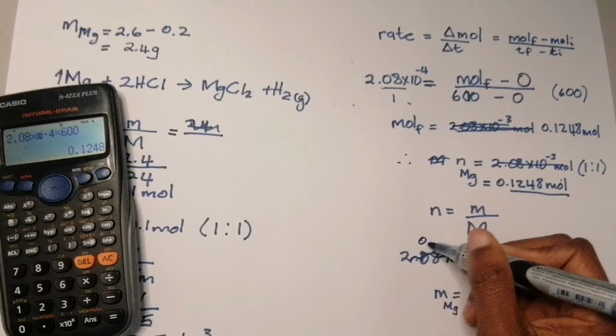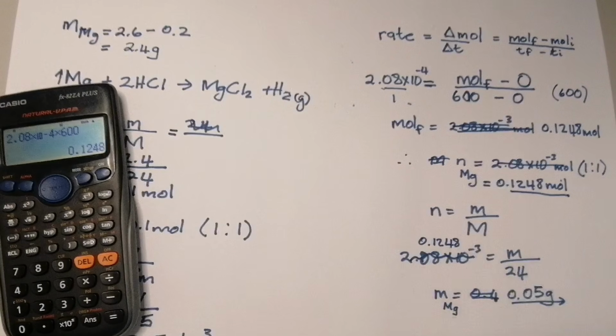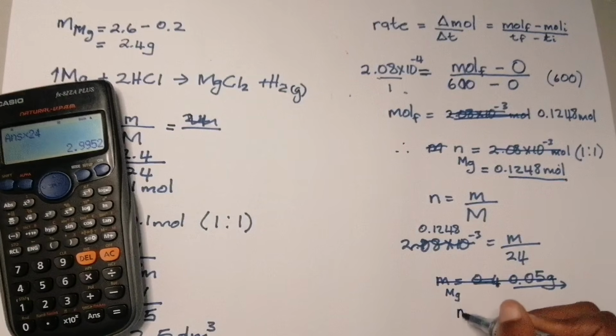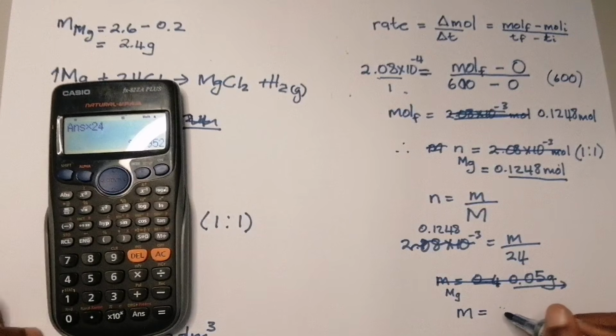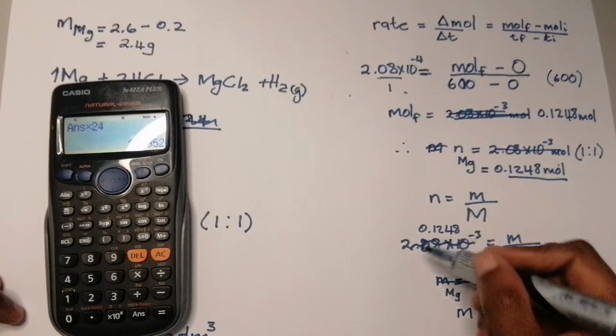Now that we've got the number of moles of magnesium, we're going to substitute that value, 0.1248. I'm going to take that value and multiply it by 24. I'll tell you why I was able to pick that up, that's very important, by the way. And I get the mass to be equal to 2.9952. You can just round it off to 3 grams. So I got the mass to be 3 grams.